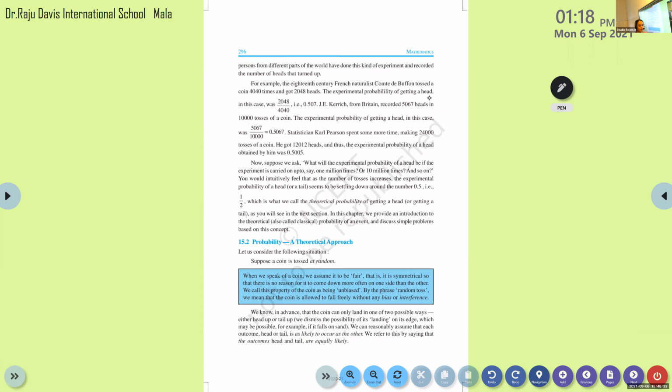Suppose we are tossing a coin 100 times. Can we predict what will come, head or tail? We cannot predict that. That's why we use tossing a coin to take some decisions in games. We cannot predict what will come if we toss a coin. But when we toss a coin 100 times or 1,000 times, the number of heads and tails will come very close to each other.